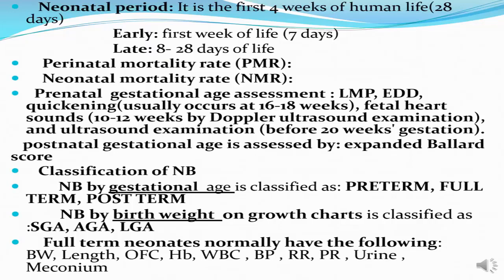Urine should be passed within 24 hours. Meconium should be passed within 24 hours, maximum 48 hours. If later, we should think of other conditions like imperforate anus or Hirschsprung disease.